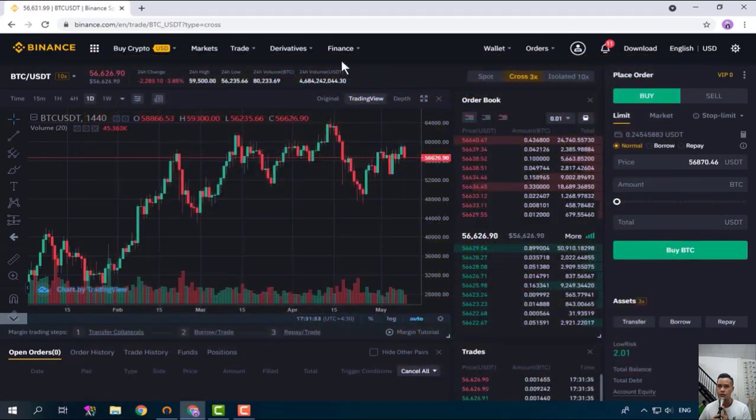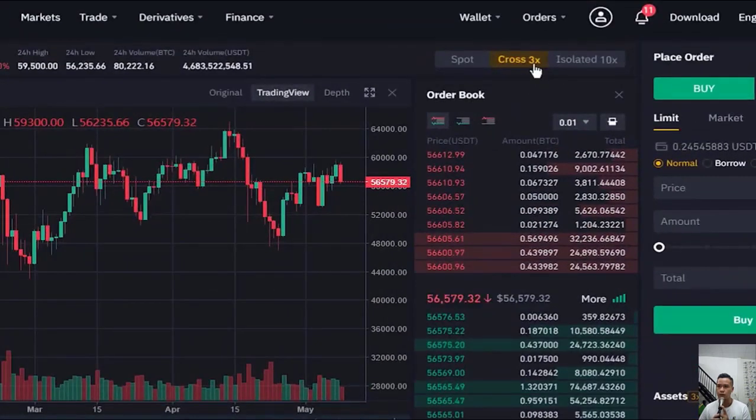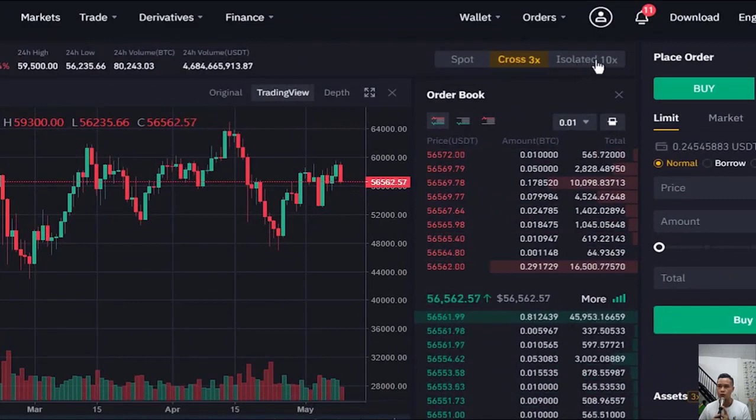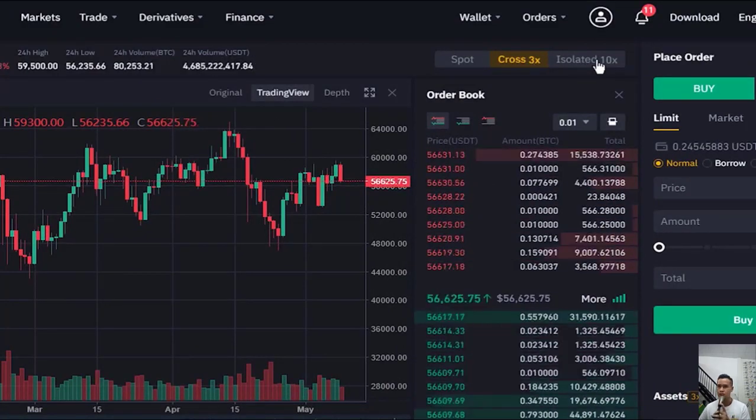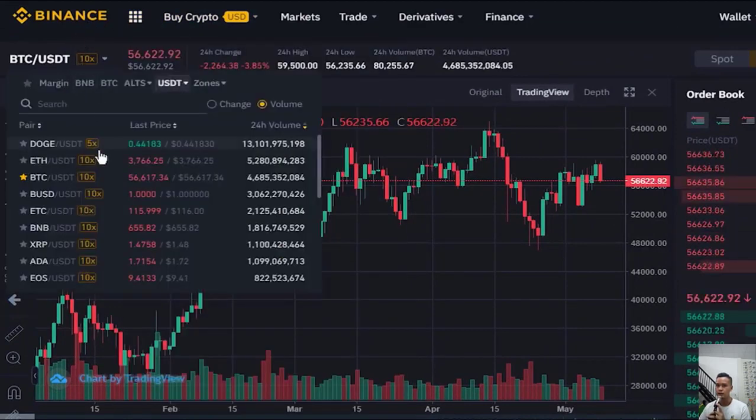For example, right now for BTC/USDT, we have leverage of up to 3 for cross margin and leverage of up to 10 for isolated margin. It may be different for other pairs, but at the moment, we don't have leverage of greater than 10. These show available leverage for each pair, and these are for isolated margin. They actually show the maximum available leverage for each pair.